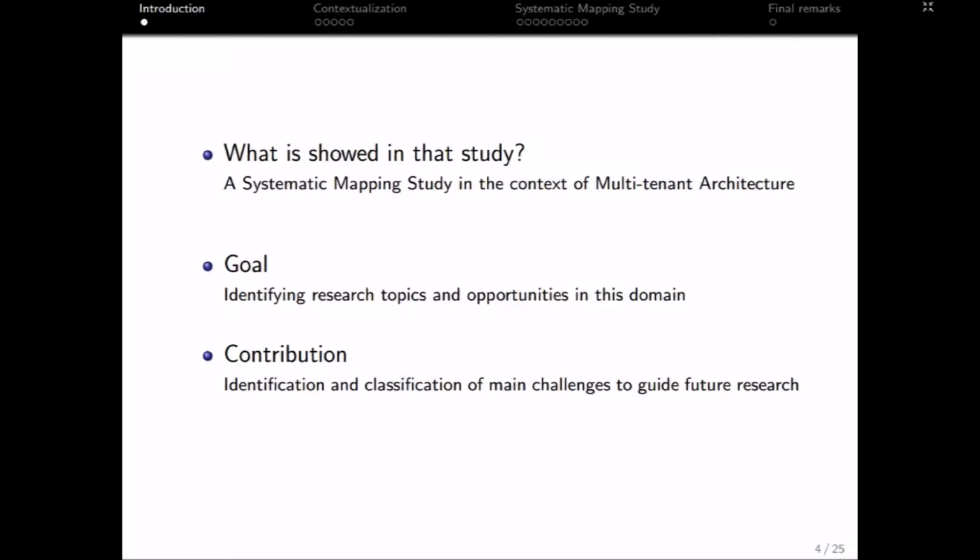It is important to keep in mind the scope of the study. It shows a systematic mapping study on the multi-tenant architecture of SaaS systems. The goal was to identify research topics and opportunities in this domain. 89 primary studies were selected for discussions. The results showed the relevance of multi-tenancy and pointed out the main research trends in this topic for the next years.